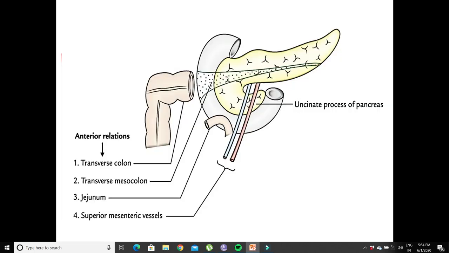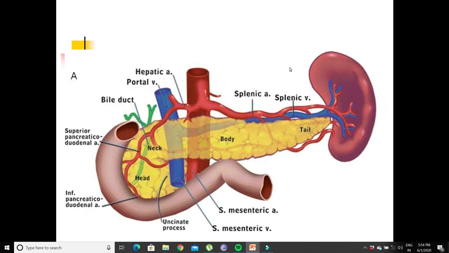Now we just talked about the anterior border being the attachment of the transverse mesocolon. So this is the transverse colon, and its mesocolon is attached to the anterior border of the body of the pancreas. Okay. Let's see now what we can see in this slide.